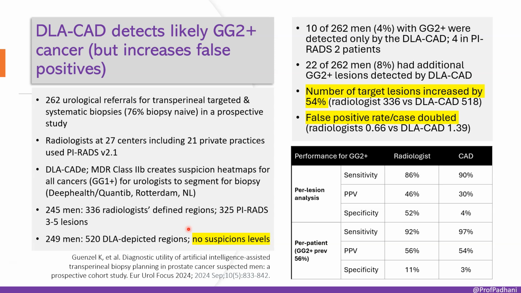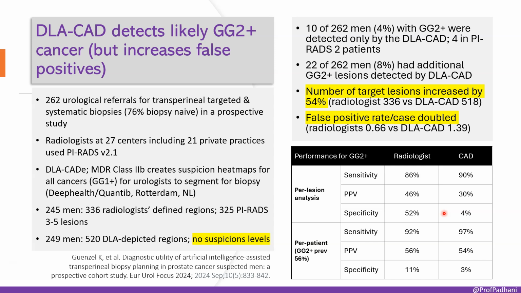The per-lesion positive predictive value, the PPV, dropped significantly from 46% down to 30%. So a lower chance that any individual flagged lesion is actually cancer. Right, and the specificity also declined. It clearly demonstrates that inherent tension. You crank up sensitivity, you typically lose specificity, and generate more false alarms.